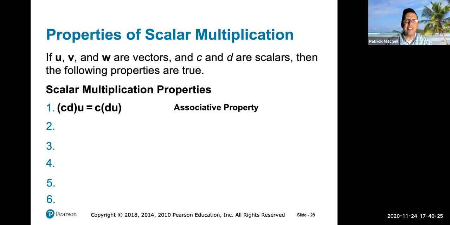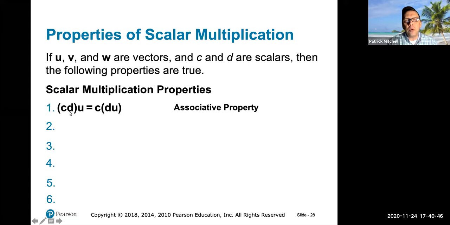All right, properties of scalar multiplication. Now, this is a little different from real number multiplication. First of all, you have this associative property. This is where they messed up with the boldface. C and D should not be bold-faced, but the u should be, okay?